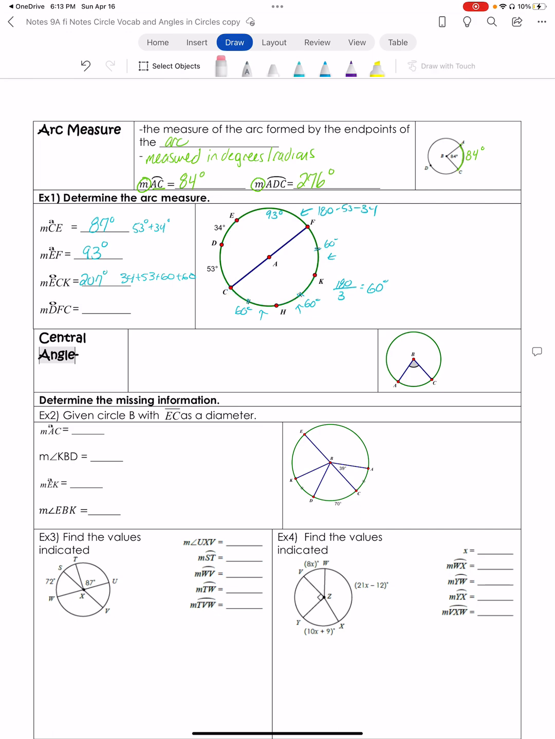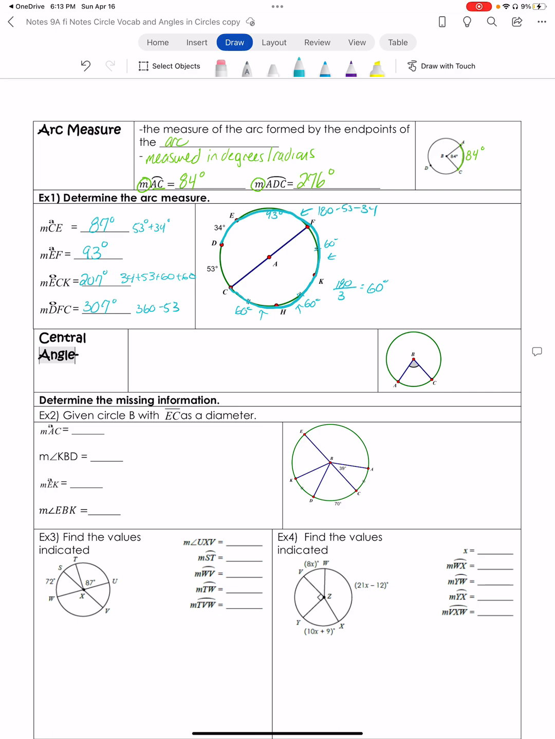And arc DFC, so D to F, so from D to F all the way around to C, instead of adding all those angles up, I'm just going to do 360 minus 53, which is 307 degrees.